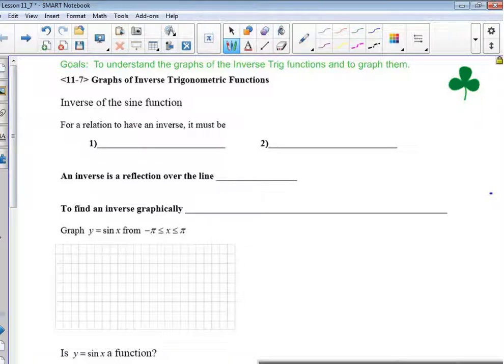Okay, for this lesson we're going to talk about the graphs of inverse trig functions. So we need to revisit the definition for inverse. For a relation to have an inverse, it must be a function and one-to-one. Also, an inverse is a reflection over the line y equals x.